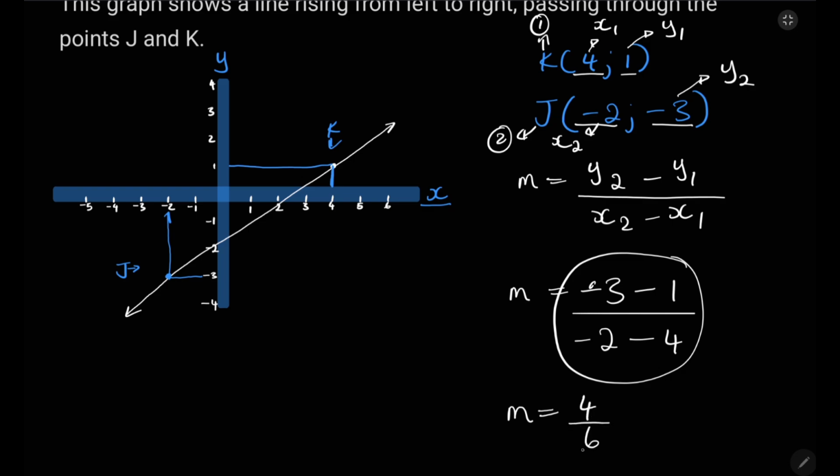And can you guys see that we have a positive answer? It's greater than 0, right? And I told you that when you get a positive gradient, you have an upward slope. So can you see that it starts from here to there? That means it's positive. However, this can still be simplified. 4 over 6, when you simplify it, you'll get 2 over 3. So your calculator will give you 2 over 3 as your final answer.